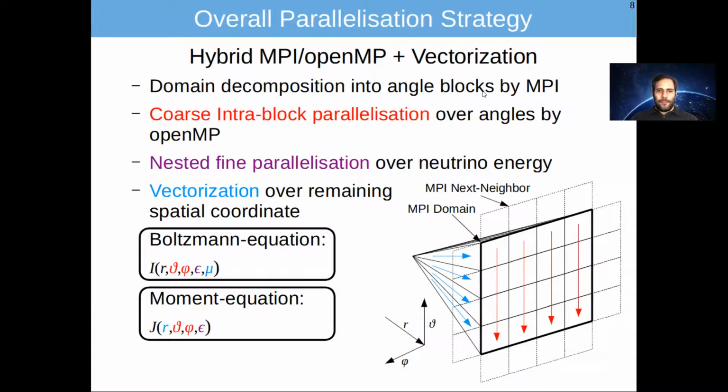Vectorization then takes care of the remaining fastest moving spatial coordinate, which is the angle cosine mu in the Boltzmann transport equation and the radial coordinate in the interaction rates and moment equations.